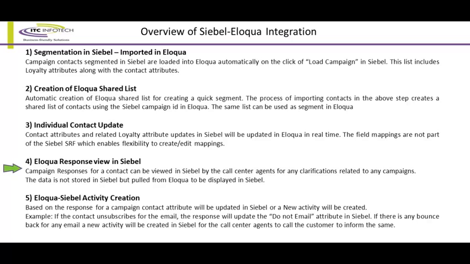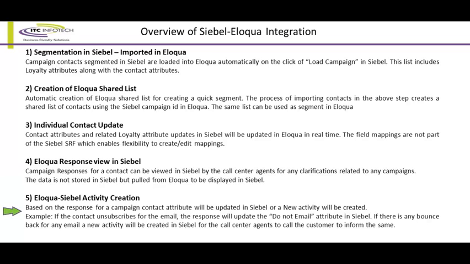When Eloqua campaign is launched, the response to the campaign can be viewed inside Siebel for the selected contact. This process can be utilized by the contact center agent to look up the contact's involvement in the campaigns during their interaction.